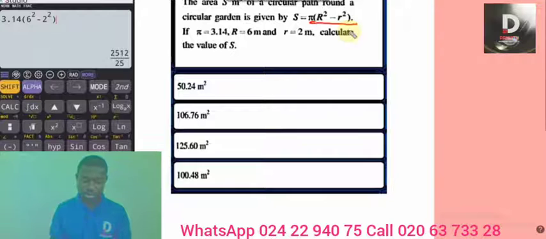Close your bracket. Have you done the right thing? Yes. If you have done the right thing, it means your answer is right. This gives a fraction, and there's no answer in fraction in this manner. So you press S to D on your calculator. It brings you a good answer.